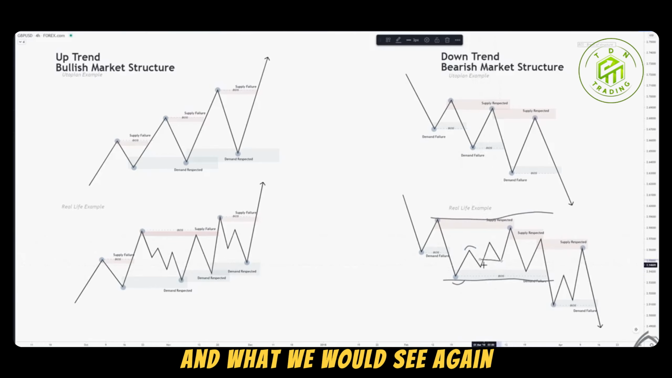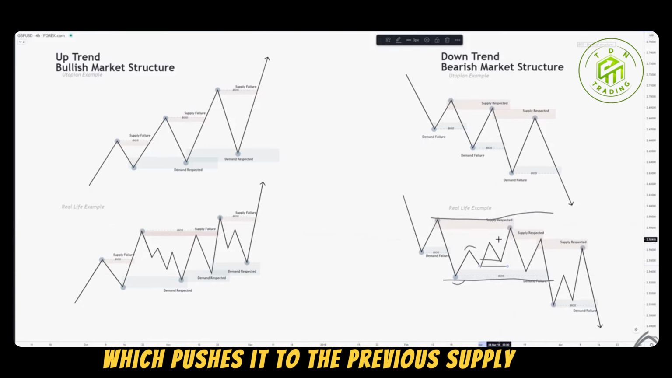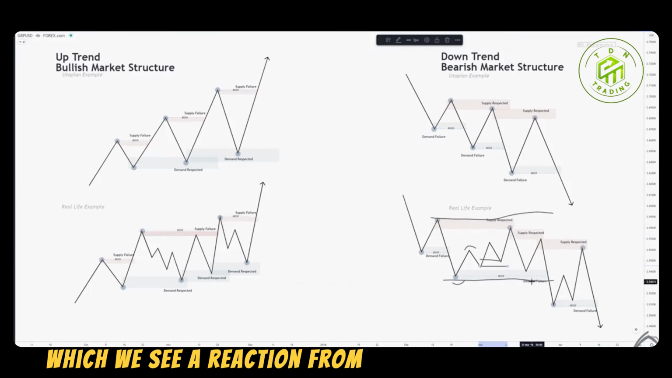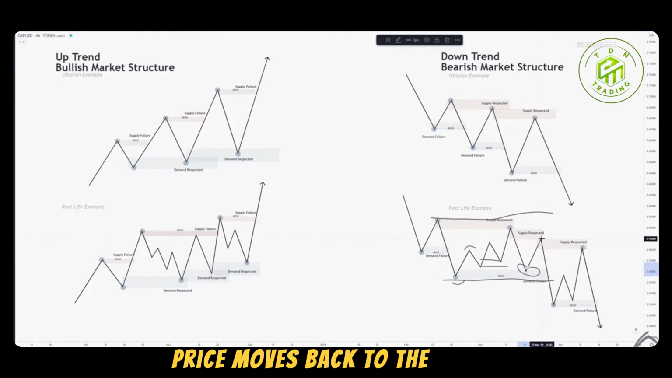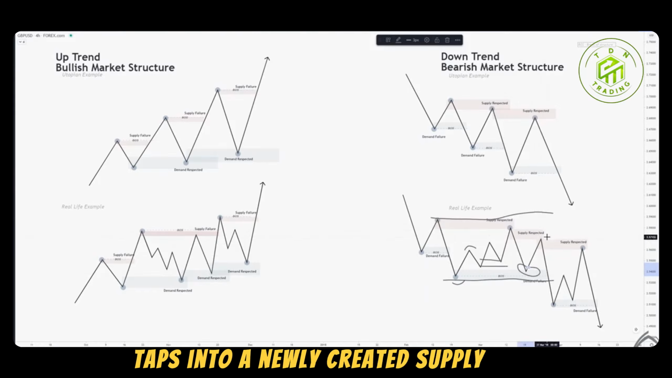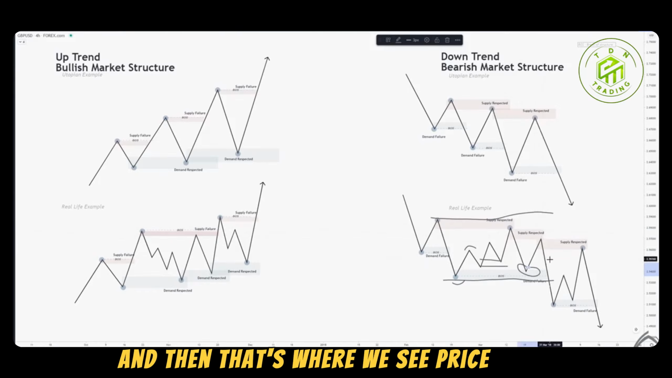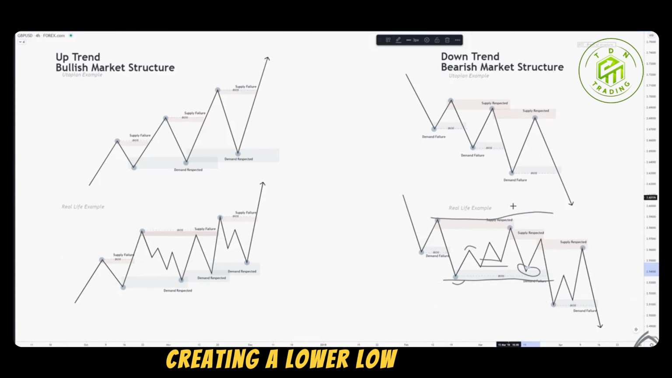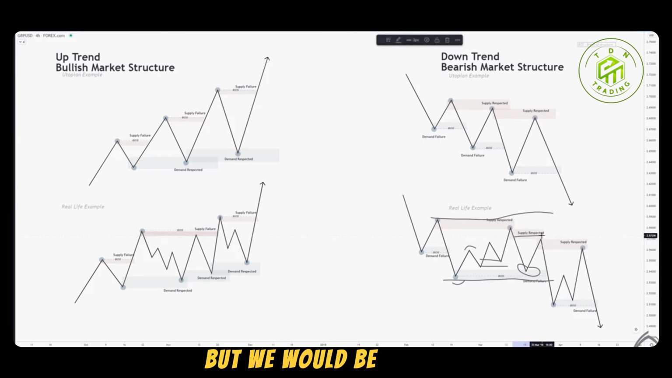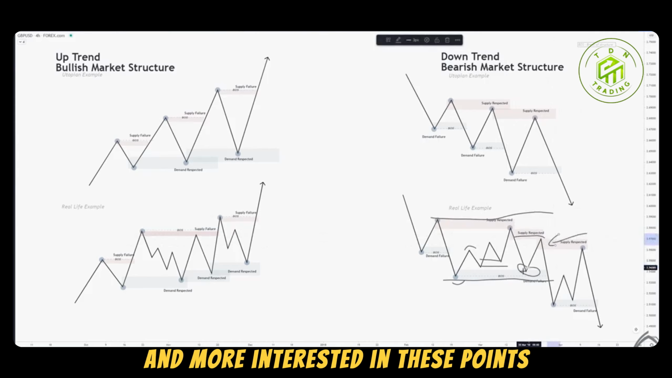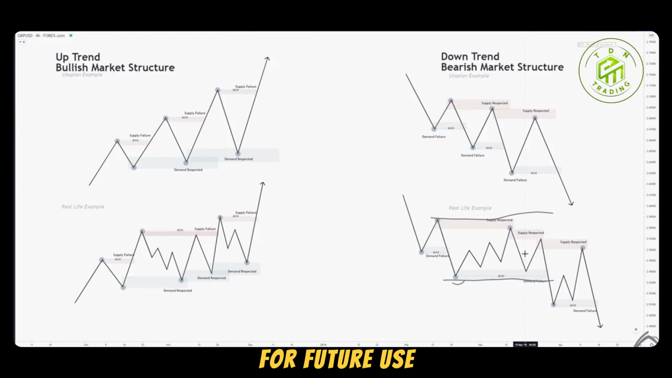And what we would see again is a demand zone being created within this substructure, price respects the demand zone, which pushes it to the previous supply zone, which we see a reaction from, which moves price down. We then see a reaction off the demand zone, price moves back to the upside, taps into a newly created supply zone, and then that's where we see price react, creating a lower low. And again, this would be our higher low within the range, but we would be more interested in these points for supply zones for future use.